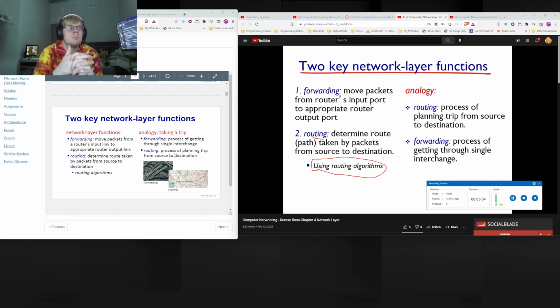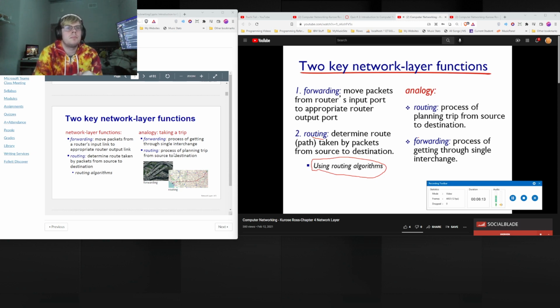So forwarding and routing: routing is like the process of planning a trip from place A to place B. For example, you come to the college, so you plan a trip, you plan a path, you take a path from your home to the college. That is called routing.